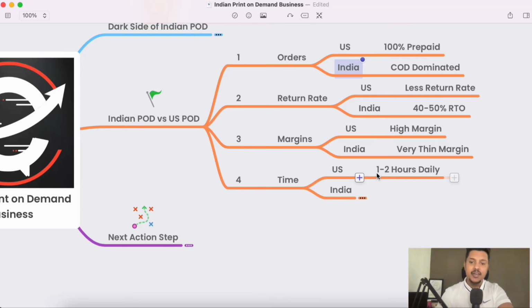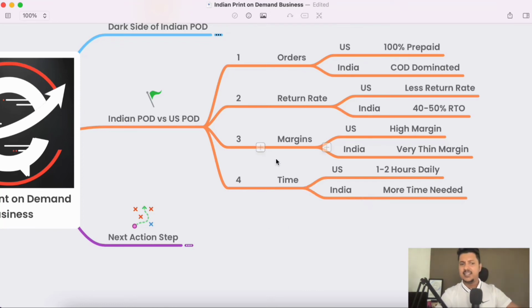But if you are doing it in India, you need to invest more time, because first of all, you need to review the Facebook ads. You need to handle all the customer support emails and everything. You need to do telephonic confirmation to make sure that the COD orders are genuine. And you need to manage returns. So it's going to eat up a lot of time if you are doing Indian POD.